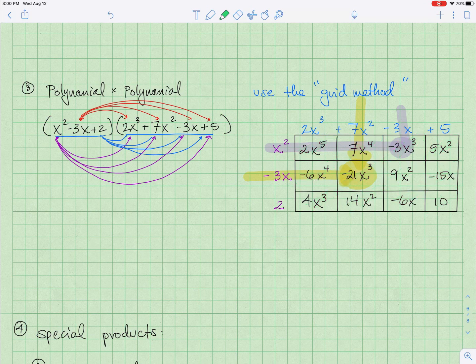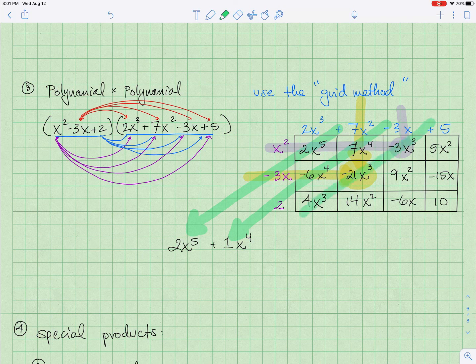So actually, let me back this up here. A little bit of overkill here, but this is 2x to the 5th. Now this next one is 7x to the 4th and negative 6x to the 4th, which is a grand total of 1x to the 4th. That kind of looks like a weird 7. Let me erase that. One.